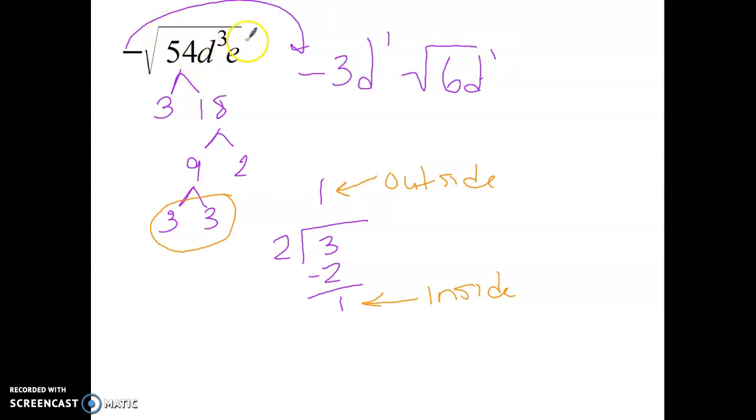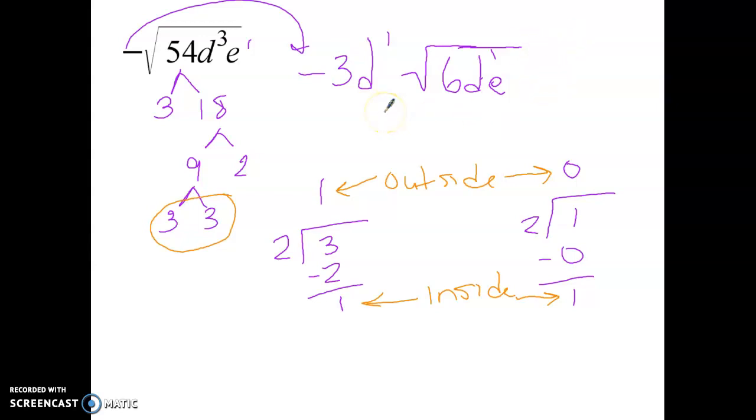Okay, so now let's look at e right there. Well, oh dear, I don't see an exponent. Aha, I remember that means there's that understood 1 right there. So 2 goes into 1 0 times with 1 left over. All right, so that tells me I'm going to have an exponent of 0 on the outside, which means basically I'm not going to have an e on the outside. And I'm going to have an exponent of 1 on the inside. So let's write that e on the inside. I'm going to extend out my absolute value bar so d and e both fit inside of there.